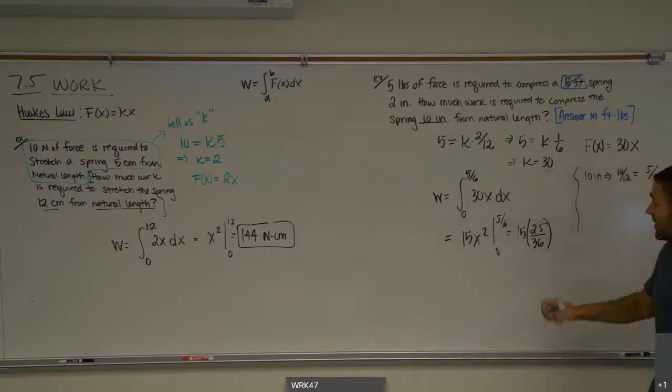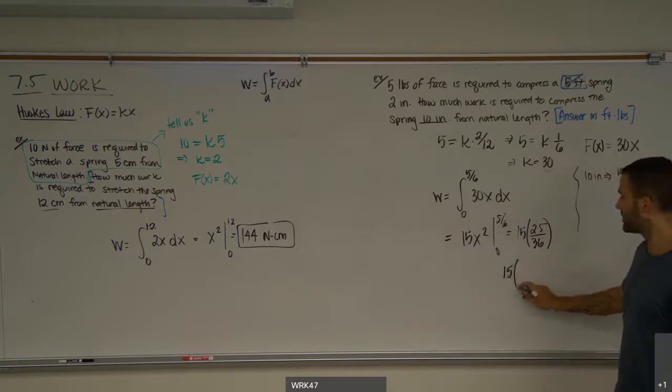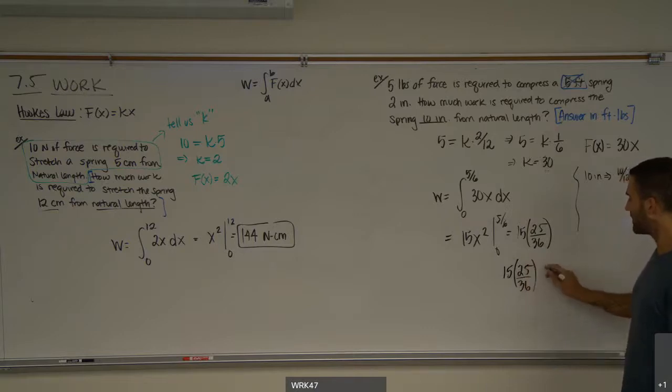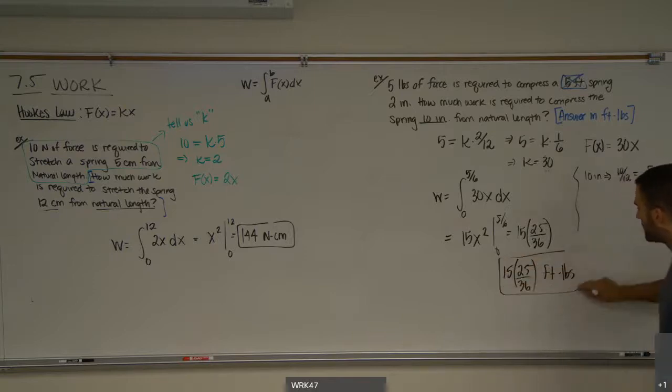And if I have a calculator, of course, I combine these numbers, but for right now, just understand, we can multiply these together if we want. But here is my amount of work done in foot-pounds, the correct unit that I was asked to put it in. And that would calculate it for me, 5 times 25 over 36.